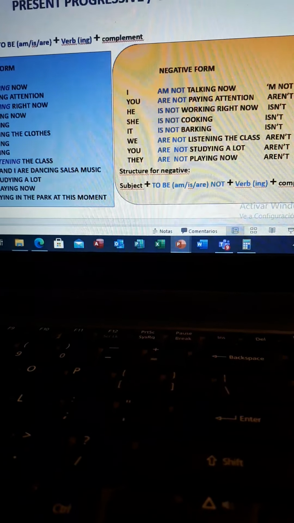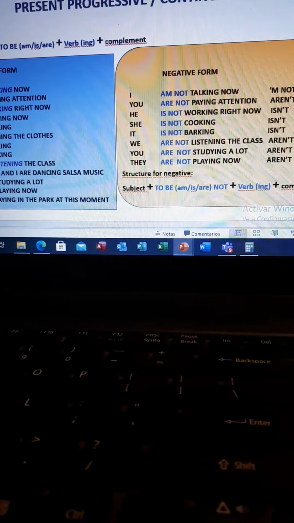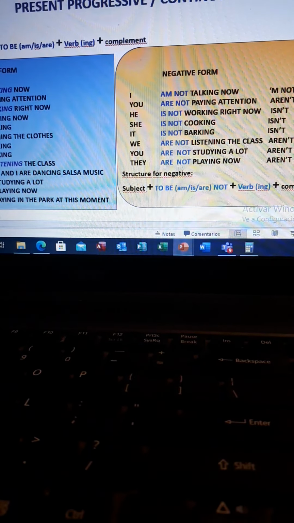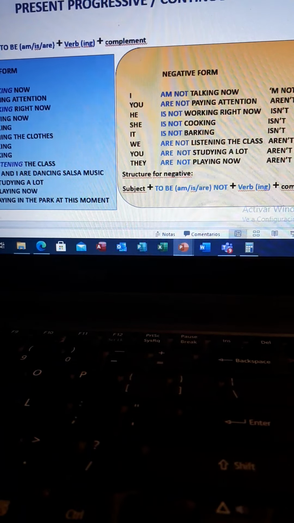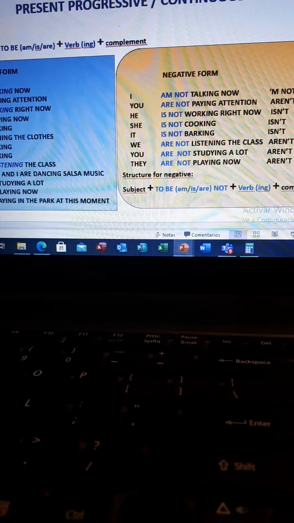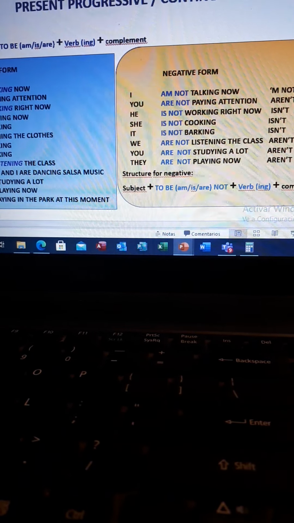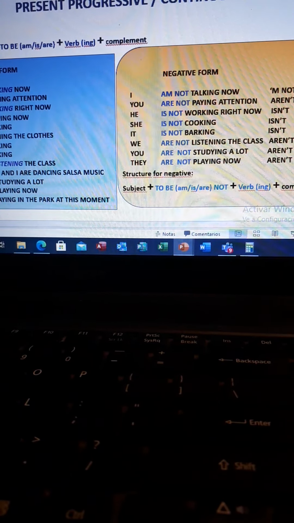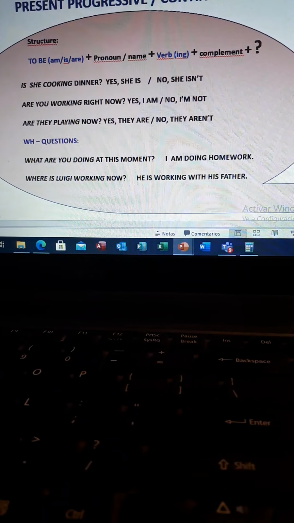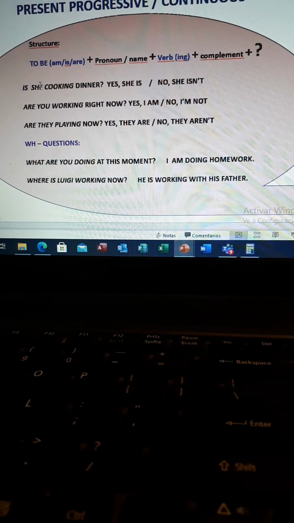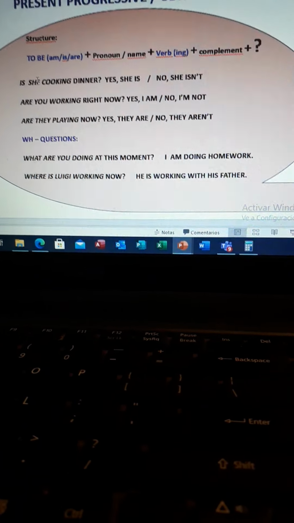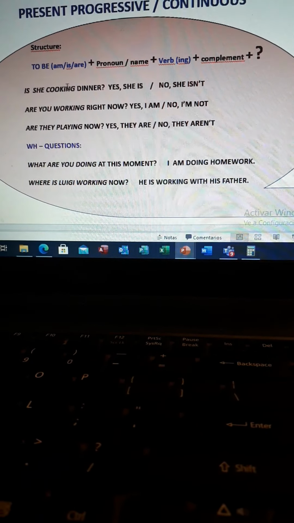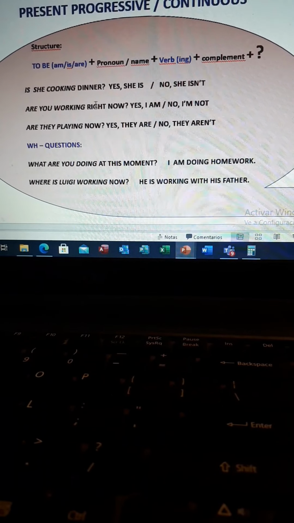Okay? If the sentence is Eric is sleeping now, well, to make the question, you're going to make a change of places. Instead of Eric is, you're going to say is Eric. Okay. So to make the question, first is the auxiliary and then the pronoun. Okay. You only are going to make a change of places. Is she cooking dinner? Are you working right now?